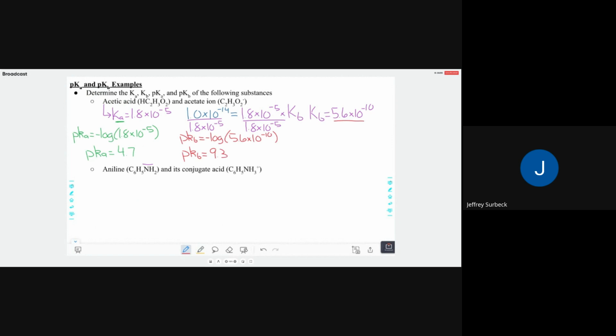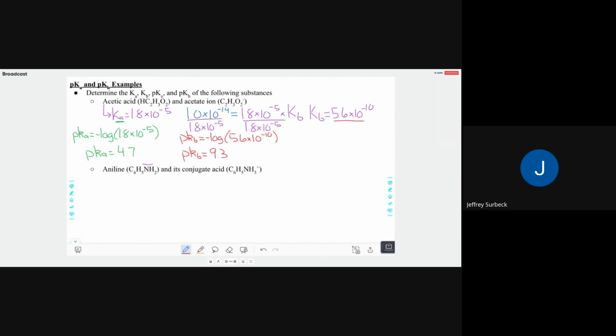Now, here's the so what. If I look at the pKa, 4.7, yeah, that's a weak acid. If the pKb is 9.3, you tell me that's a weak base. So it gives you a really quick snapshot with this in mind. First off, any questions?